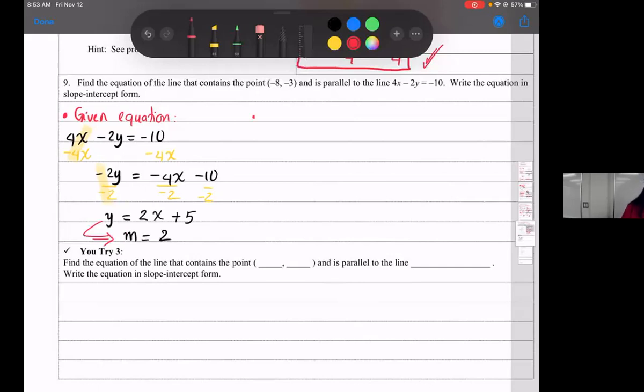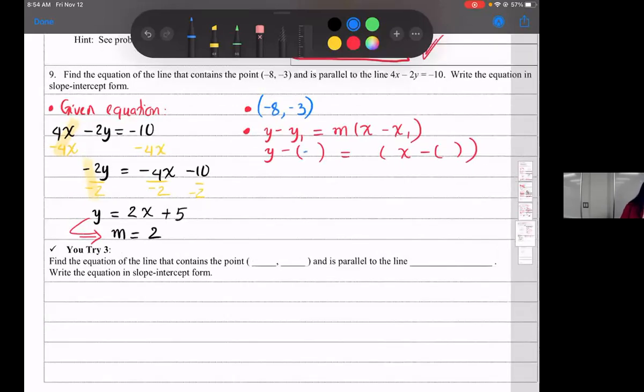All right, pick a point. Well, you can't pick, they're giving you a point: -8, -3. And then you plug into the equation. y minus y1 equals m times x minus x1. y1 is -3. x1 is -8, and the slope is 2.